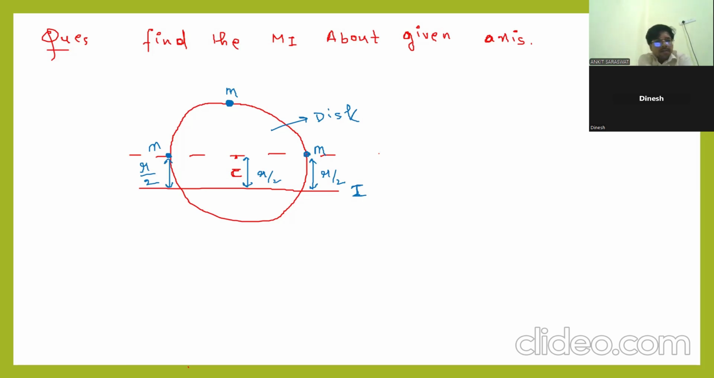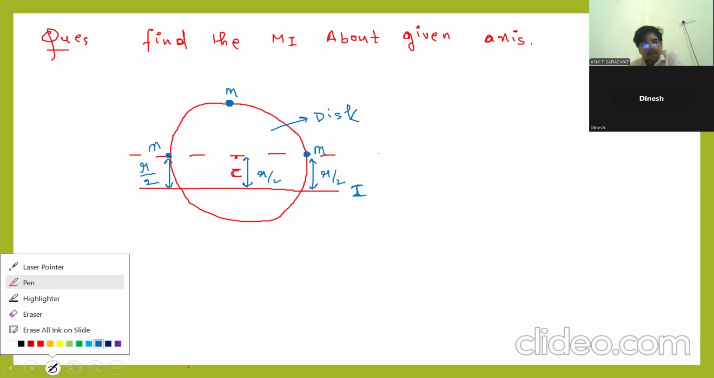Easy question only. Clear? You just understand because the axis is fixed. We are not changing the axis.